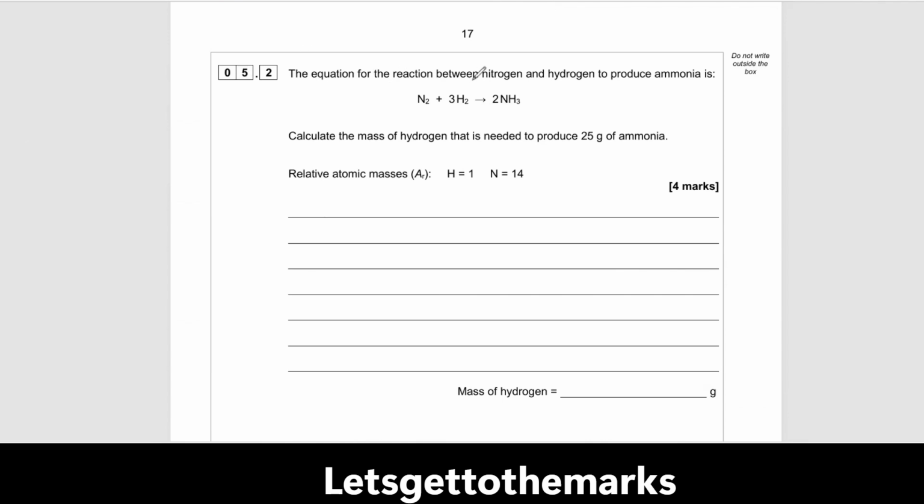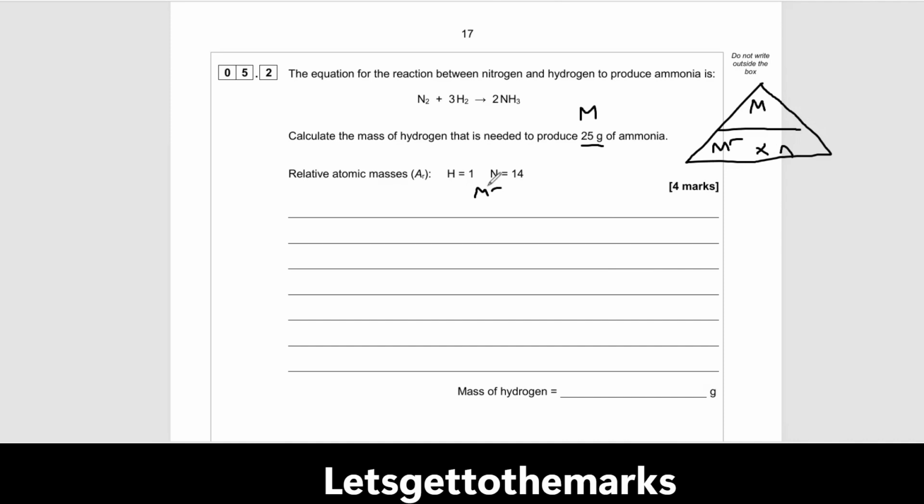5.2, the equation for the reaction between nitrogen and hydrogen to produce ammonia is N2 plus 3H2 goes to 2NH3. Calculate the mass of hydrogen that's needed to produce 25 grams of ammonia. They've given us the relative atomic mass. So they've given me mass and they've given me Mr. And as soon as I see that, I think to myself, we're doing this, peeps. We're doing mass equals Mr times moles. MR, AR, same thing. We're not going to worry about the difference between that.